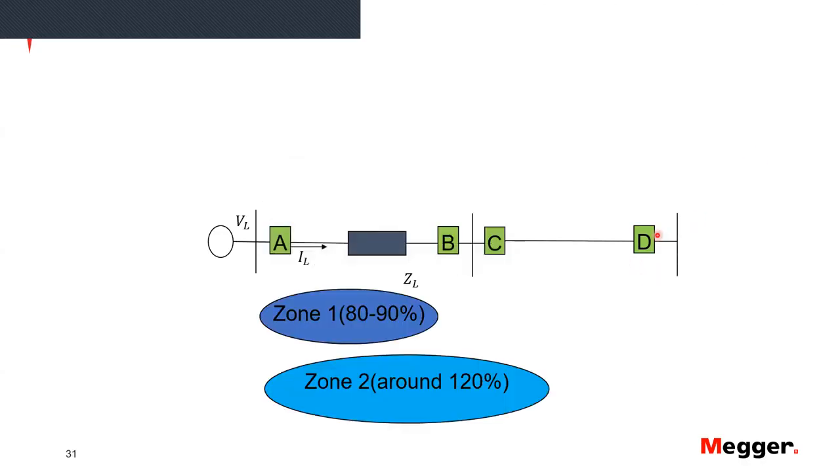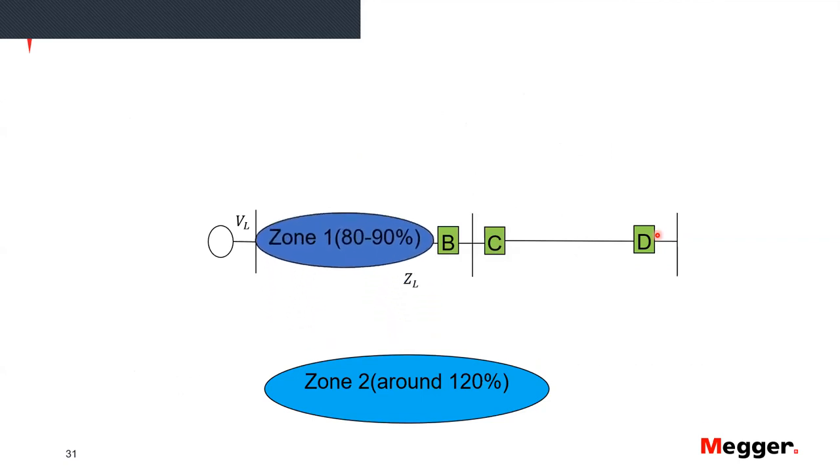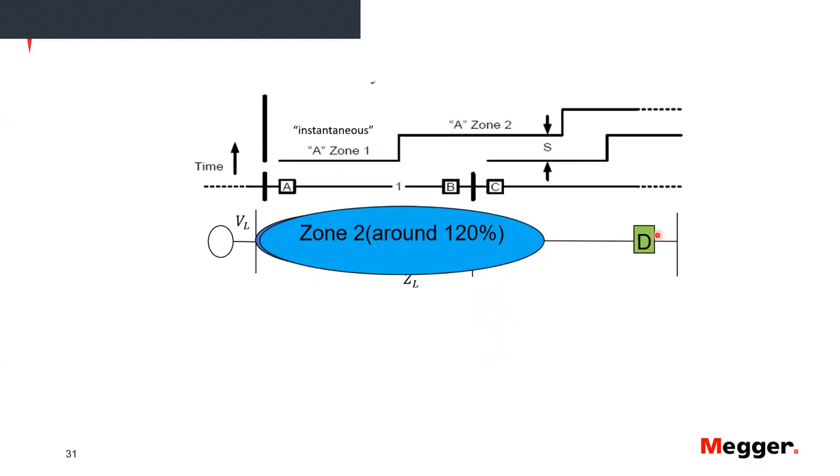Right? Now, we have a zone 1 at 80 to 90%. We have a zone 2, I'm sorry, we have a zone 1, which is instantaneous. Then we have a zone 2 around 120% and tripping around 20 cycles. Now, since in relays there's almost no limit to what we can do, the only limit, I would say, is your own imagination and creativity.